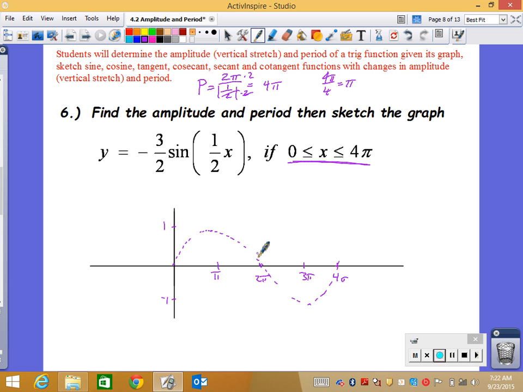So this is my sine of 1/2 x. Now what happens when I multiply by this -3/2? All we're doing is we're multiplying every y value by -3/2. So this 0, well, that's just going to stay 0. What's 1 times -3/2? That becomes -3/2, or -1.5. 0 times -3/2, 0. -1 times -3/2 becomes a positive 3/2. So that gets pushed up to the top, and then back to 0.